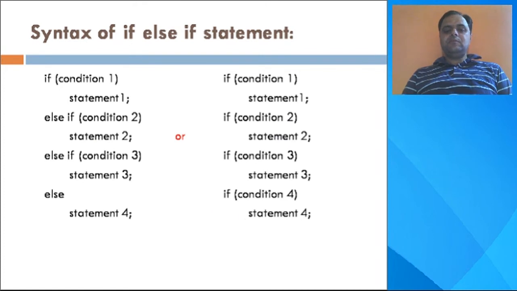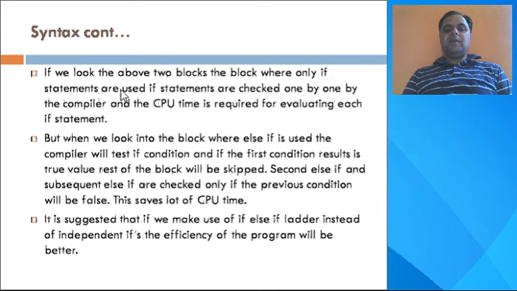If we look at the two blocks, in the block where only if statements are used, the if statements are checked one by one, and compiler and CPU time is required to evaluate each if statement. But when we look at the block where else if is used, the compiler will test the if condition, and if the first condition result is true, the rest of the block will be skipped. So the second else if and subsequent else if are checked only if the previous conditions are false. This saves a lot of time.